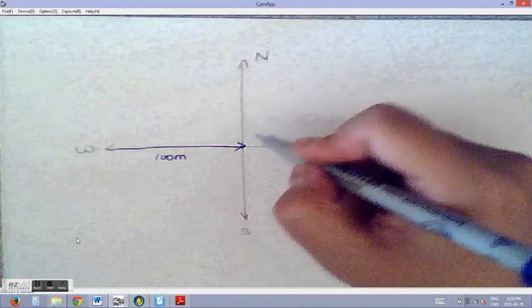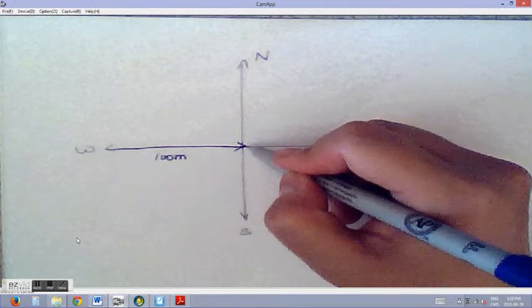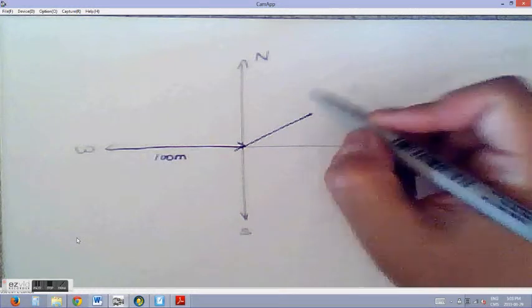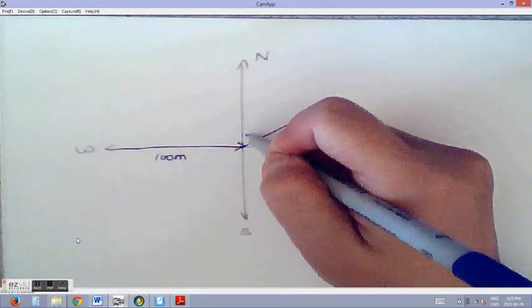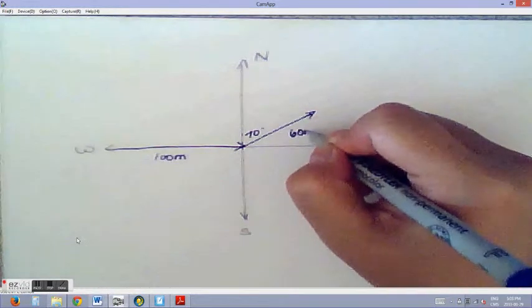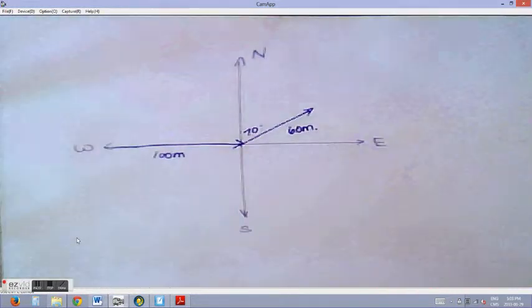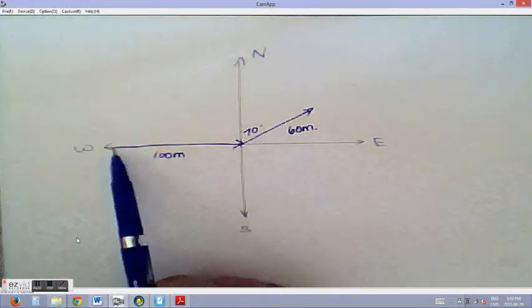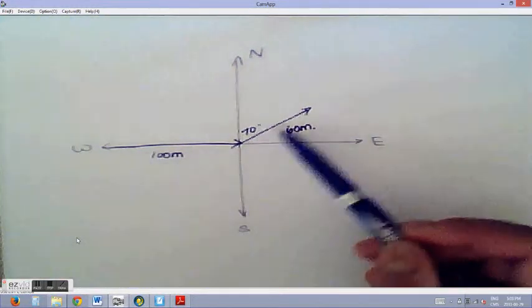And you want to try and make your vectors to scale. It'll just help you visualize. Okay, so that's not quite 70, but I'm sure your diagram will be a little better than mine, hopefully. 60 meters, okay. And then we want to sketch. The first thing I always check is, is it tip to tail? So it is. So there's my first vector, and then I'm moving this way.